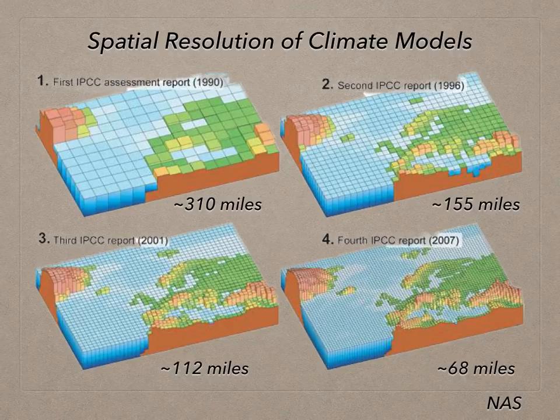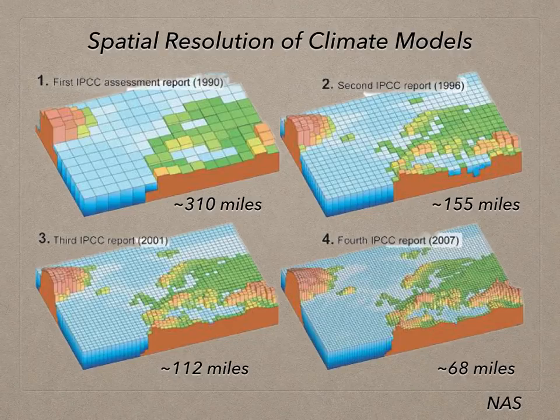In the 1990s, the typical spatial scale of those grid boxes in a climate model was around 300 miles on a side. By 1996, we were running models that were roughly half that resolution, or 150 miles on a side grid boxes. You can see here in this picture that the shape of Europe and the topography of Europe is becoming more and more well defined as you increase the horizontal resolution within the models.